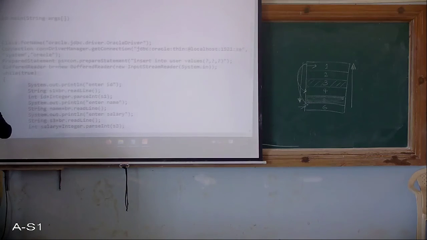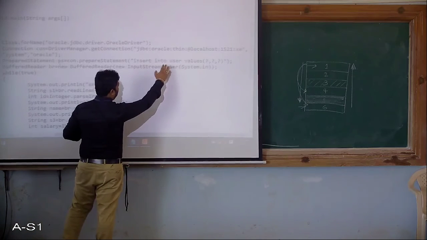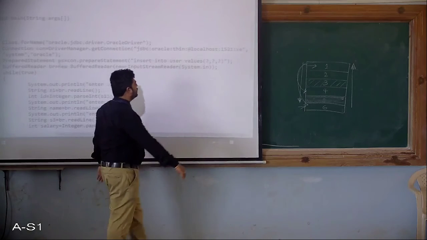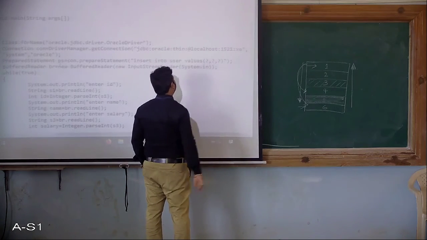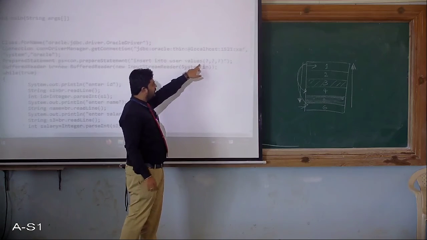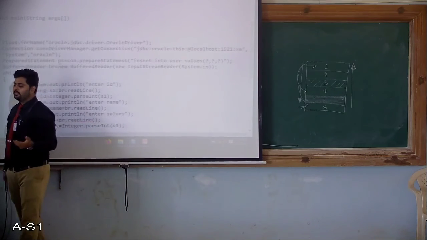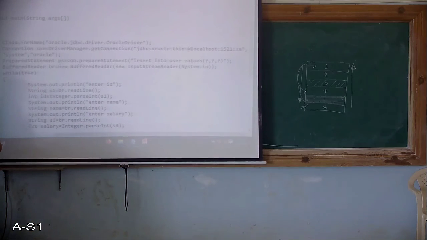You can observe that in the previous example we created a simple Statement interface. Here, instead of a regular statement, we are going for PreparedStatement: insert into the table name values, and instead of values I am passing a placeholder in the form of a question mark. This question mark, as we have already discussed, acts as a placeholder for the values you are going to pass at runtime for the different queries. Insert into user, that is the table name, values.